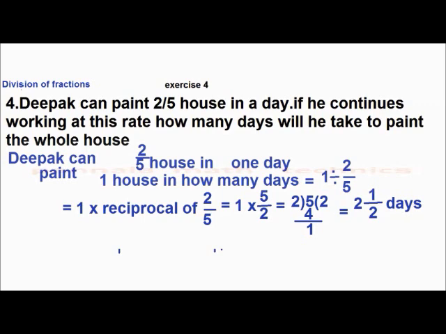So 1 times the reciprocal of 2/5 equals 1 times 5/2. Now we have to divide 5 by 2. That becomes 2.5 days.